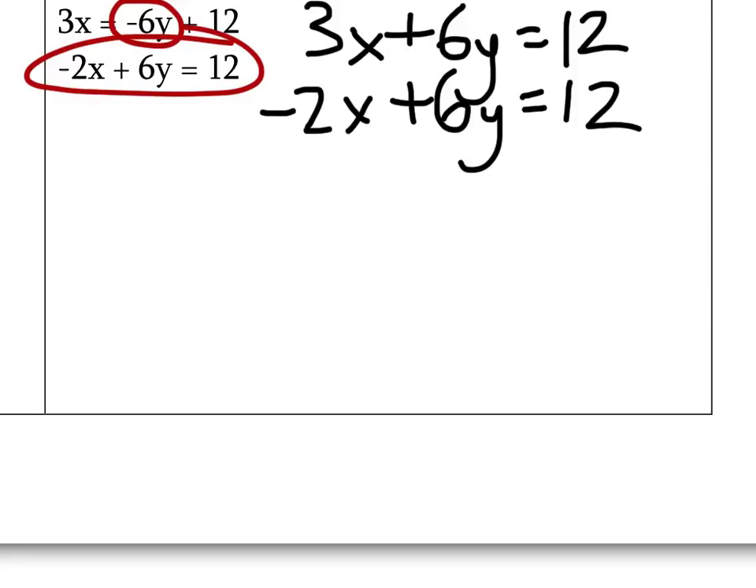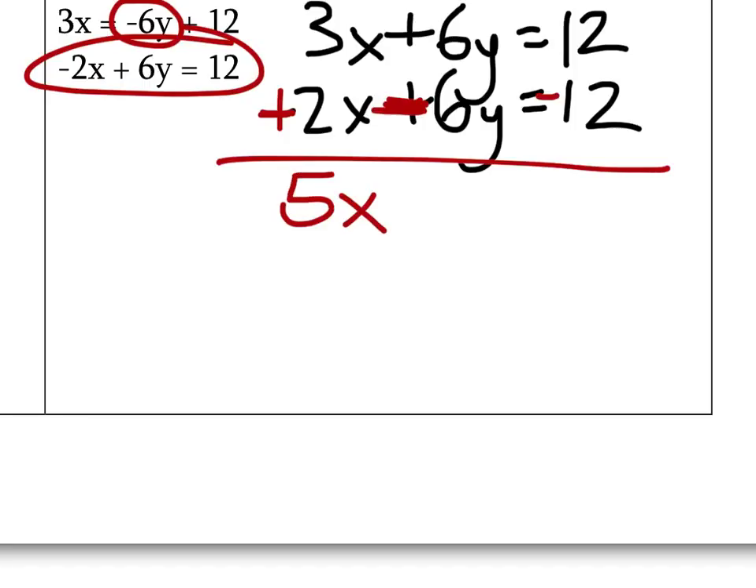You guys want me to change the top or the bottom? Bottom? Bottom. So that'll be plus 2x, that's a minus 6y, that's a negative 12. 3x plus 2x is 5x. 6y minus 6y is 0. 12 minus 12 is 0. x equals 0.